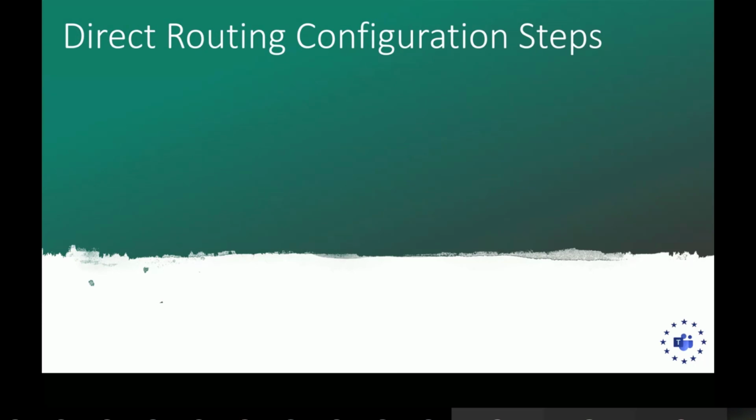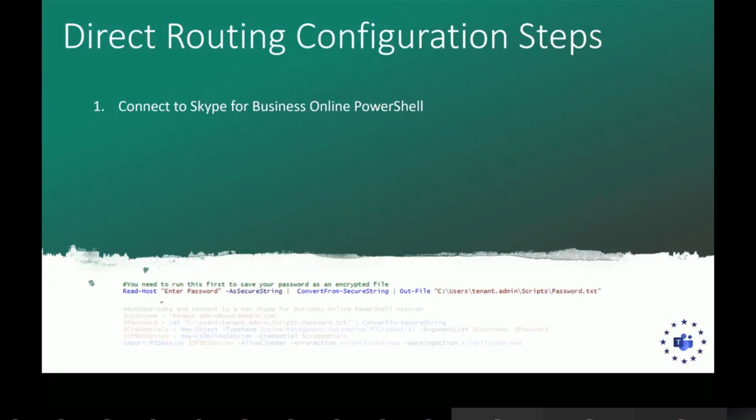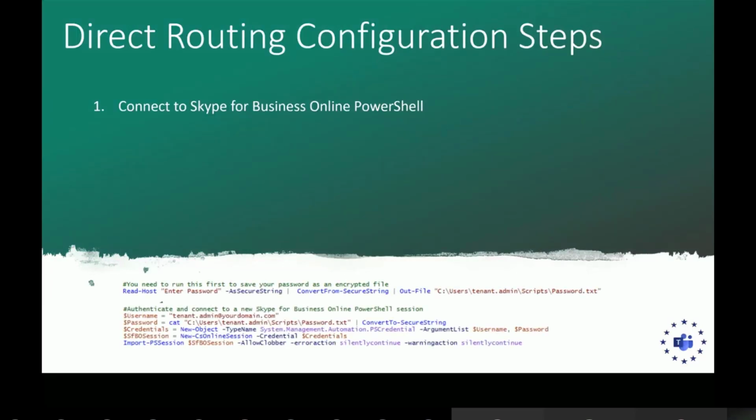So what are the configuration steps for direct routing? First, you need to connect to Online PowerShell. So, little eye chart down there, but this is a little glimpse into my world and how I like to connect. So if you connect to the same tenant over and over again, if you're managing your own Teams infrastructure, this might be one for you.